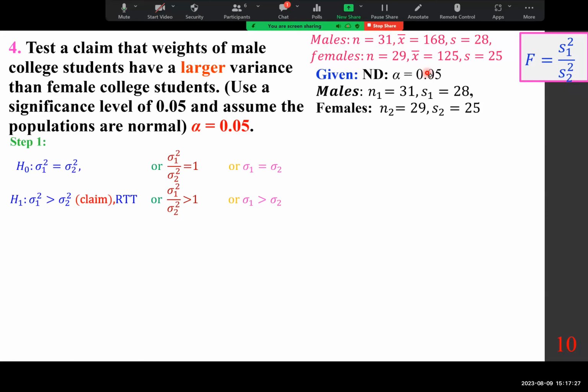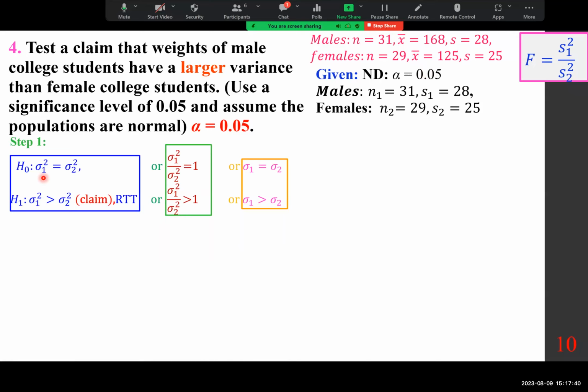So what are we doing? The very first step, I want you to see what's going on. There are 3 different ways of writing them. I'm going to write all 3. You don't have to write all 3 for your homework or the exam. Just make sure you don't make a mistake. We may write sigma 1 squared equals sigma 2 squared for the first step, H0, or sigma 1 squared over sigma 2 squared equals 1, because if they are equal, the ratio is 1. Or we may write sigma 1 is equal to sigma 2. So this is the variance. This is the standard deviation. So one of those.